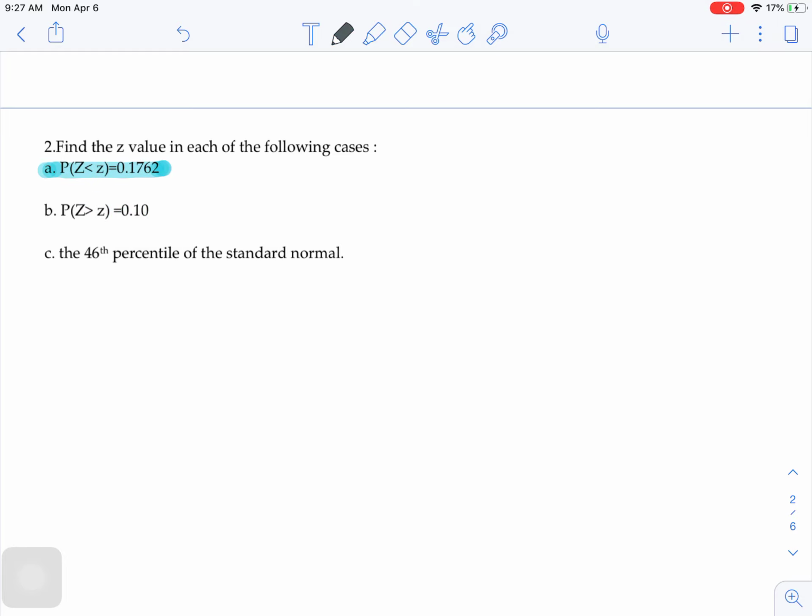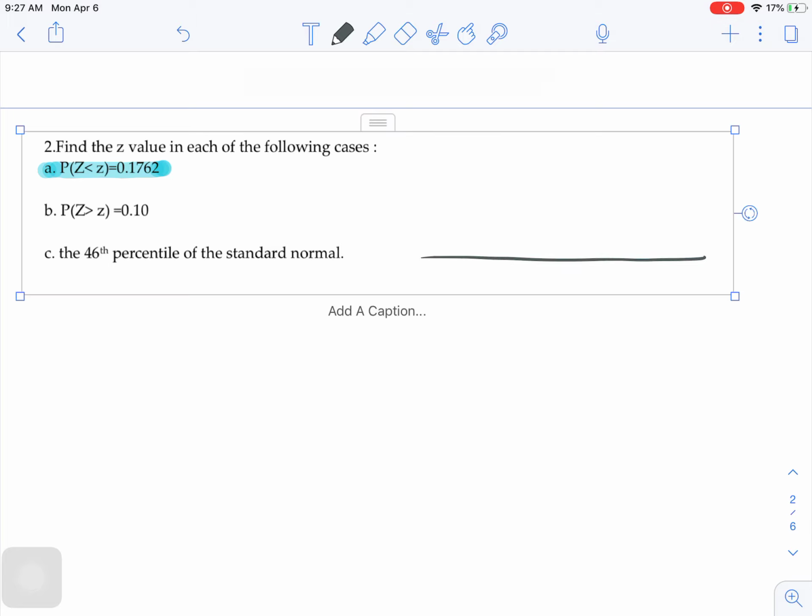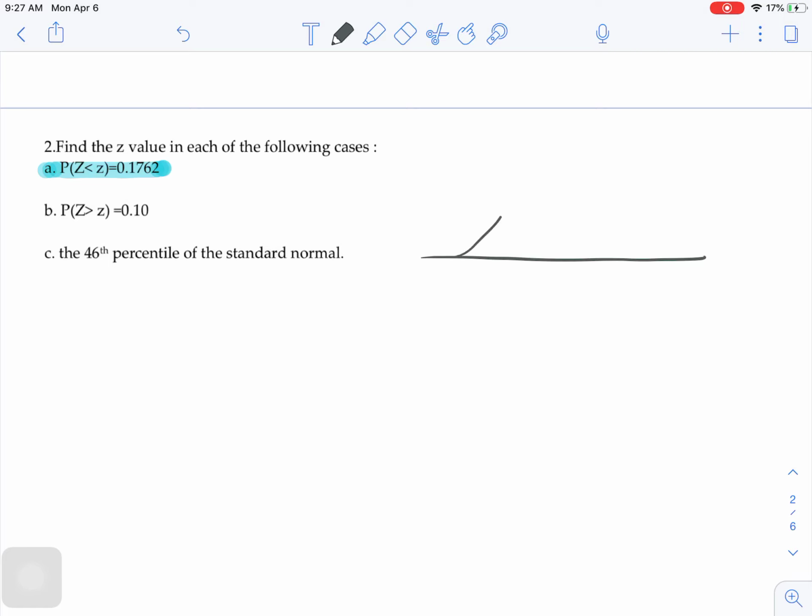We want to find the z-value such that the area to the left is 0.1762. In other words, the probability of seeing a z-value less than that is 0.1762. So we know that the area to the left is 0.1762. We want to find the z-value here.